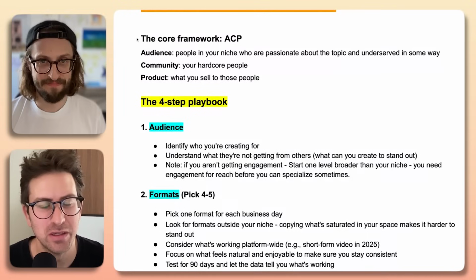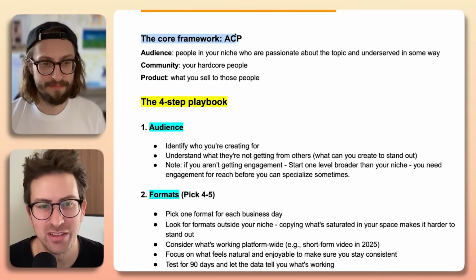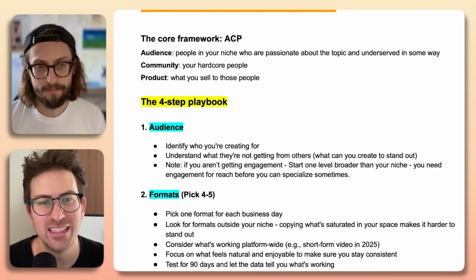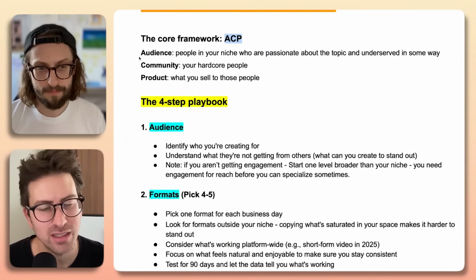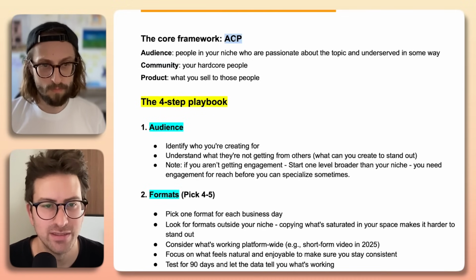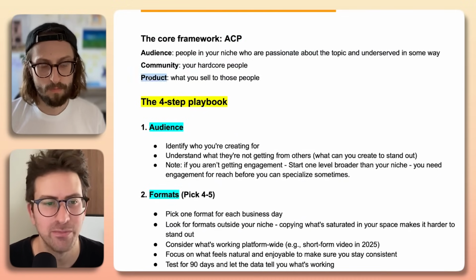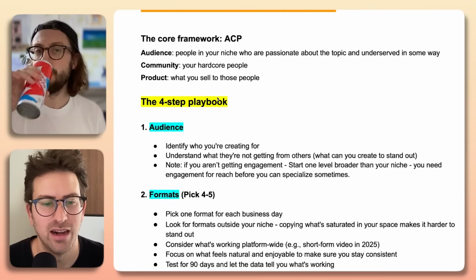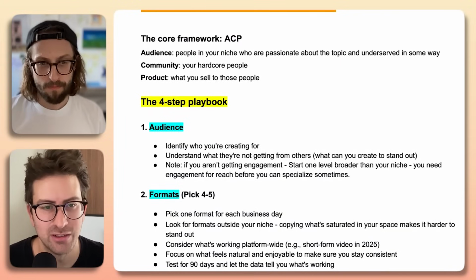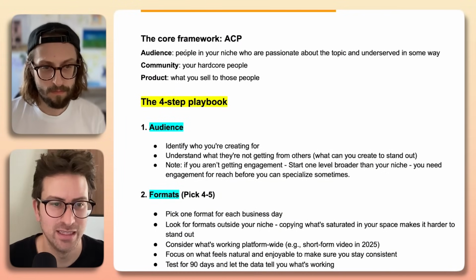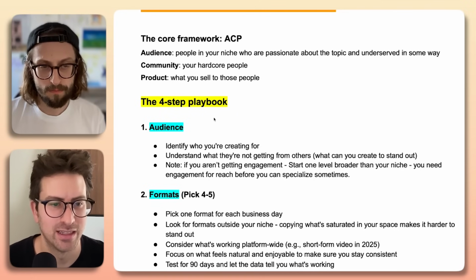Totally. So I have this framework. I've bet my entire career on this framework. I built all my businesses around this. It's called the ACP Framework. A stands for audience, people in your niche who are passionate about the topic and underserved in some way. C for community, which is your hardcore people. And P, product, it's what you sell to those people. I just wanted to preface it that if you're going to build an audience, think of it as ACP. Start with the audience, then build the community, and then build the product.